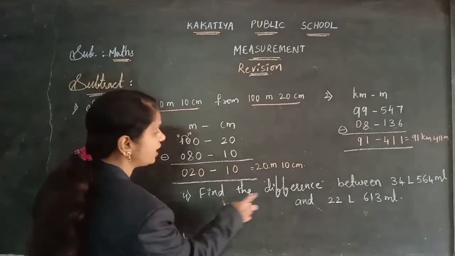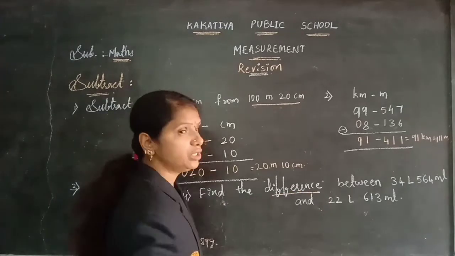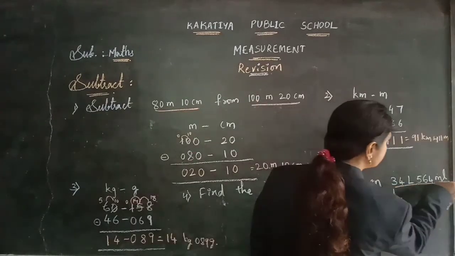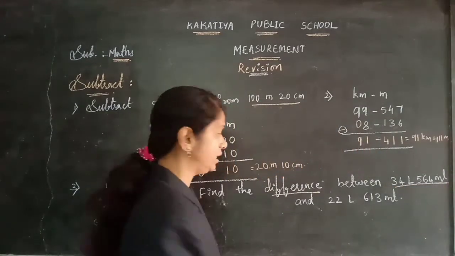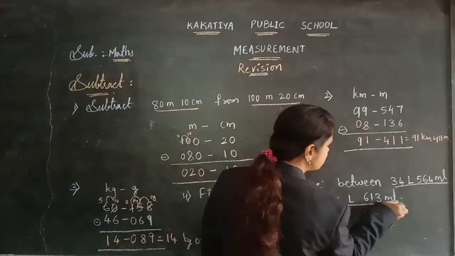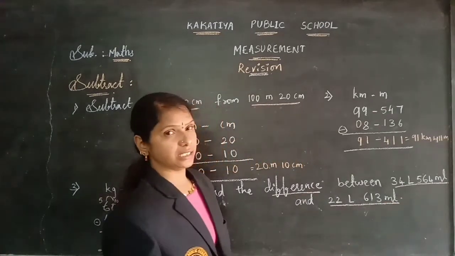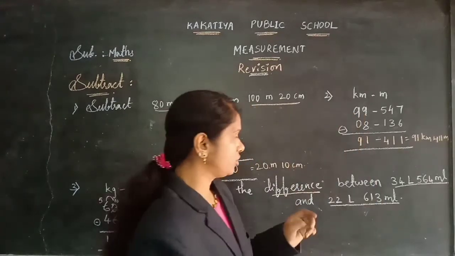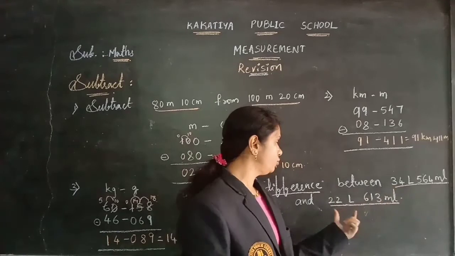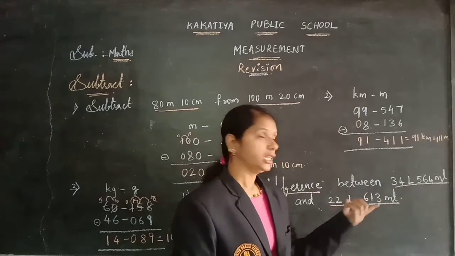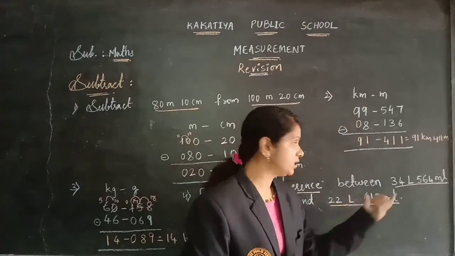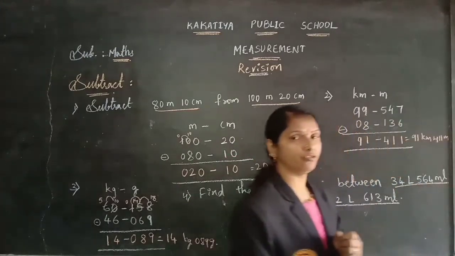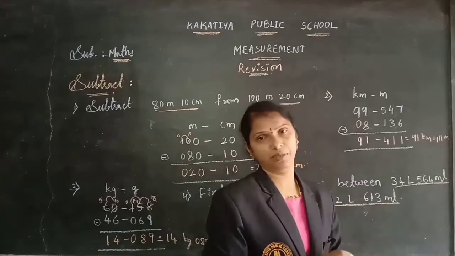Now let's do this. Find the difference. Difference means what here? You need to do subtraction. So the difference between 34 liters 564 milliliters and 22 liters 613 milliliters. In these two numbers, which is the smaller number, children? Observe the liters numbers, 34 and 22. Which is the smaller here? 22 is the smaller. Which is the bigger? 34 is the bigger. It means you need to take this total number into the first place and this total number into the second place.